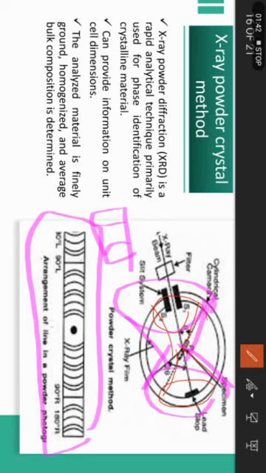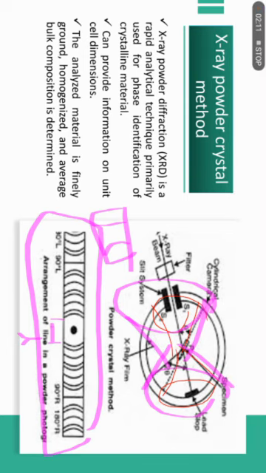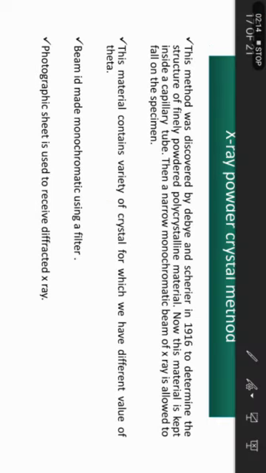On this, the black spot is where the ray was getting passed through. So the distance between these two can be termed as L. So we will see what this is. X-ray powder diffraction is a rapid analytical technique primarily used for phase identification of crystalline material. It can provide information on unit cell dimension. The analyzed material is finely ground and homogenized, and average bulk composition is determined. This method was discovered by Debye and Scherrer, which is why it is also called the Debye-Scherrer camera, in 1916, to determine the structure of finely powdered crystalline material.